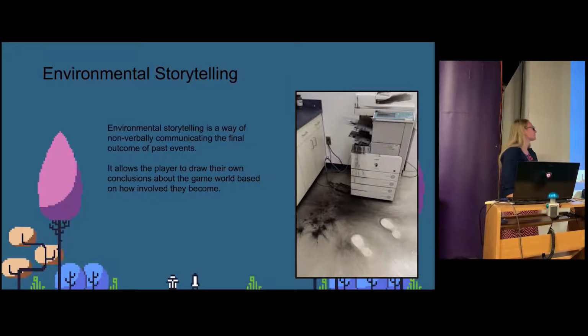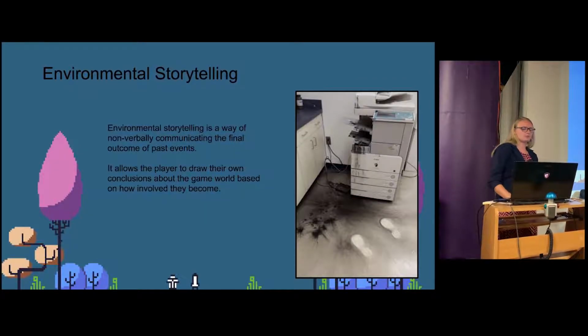So starting off, what is environmental storytelling? Environmental storytelling is generally used the best when it is used to communicate what has happened in the past, or to show pretty much the final outcome of something that has happened before you, the player, have entered the game world. Something like Fallout does this extremely well because it's based on an entire civilization that went through an apocalypse before the events of the game.